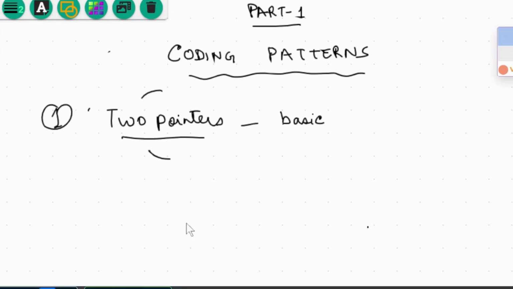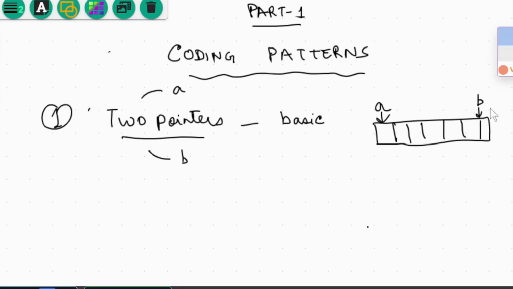What does it mean? Two pointers are two different variables, let's say A and B, and we'll have one underlying data structure. Let's say we have an array; we can also have a string, linked list, anything. So there will be two pointers pointing at two different indices of the underlying data structure. Let's say A is pointing at this index, B is pointing at this index, right? And once they're pointing at two different indices, we apply some kind of logic to move these pointers so that they either meet each other or satisfy a certain condition, and in that way solve the coding problem. That is a basic overview.